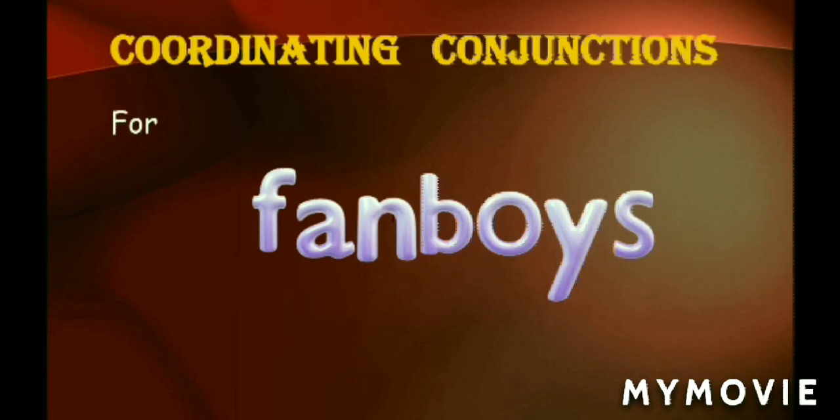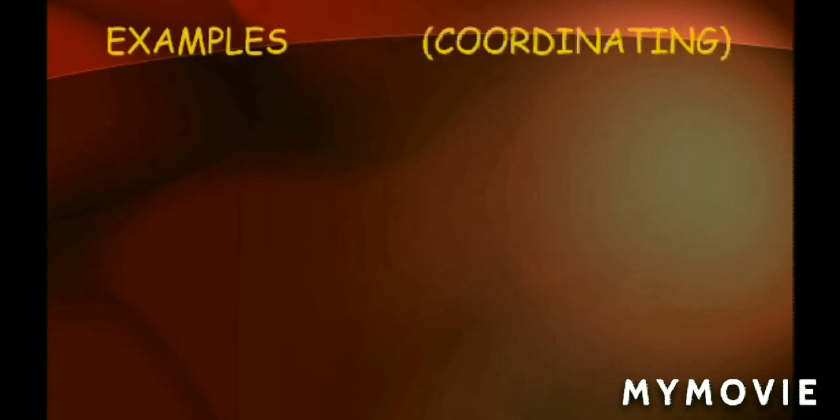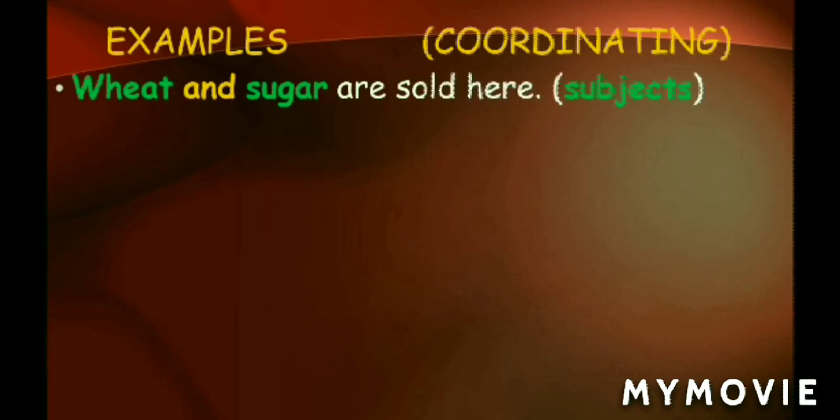F is for, A for and, N for nor, B for but, O for or, Y for yet, and S for so and still. Let's have a look at the examples of coordinating conjunctions. Number 1, wheat and sugar are sold here. 2 subjects, wheat and sugar, are joined with a coordinating conjunction and.